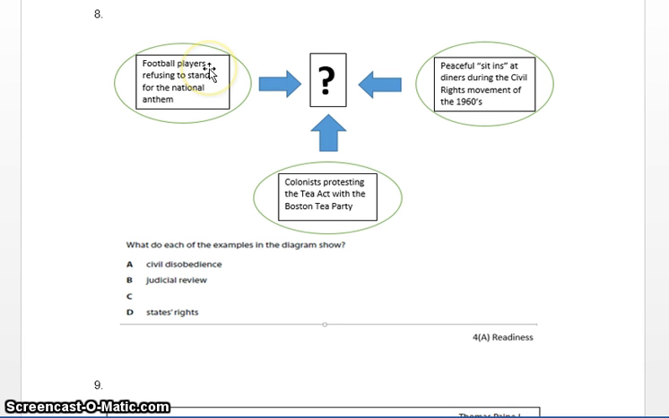Number 8. We have football players refusing to stand for the national anthem. Colonists protesting the Tea Act with the Boston Tea Party. Peaceful sit-ins at diners during civil rights movements. What do each of these examples in the diagram show? Is this A, civil disobedience, B, judicial review, or D, states' rights?